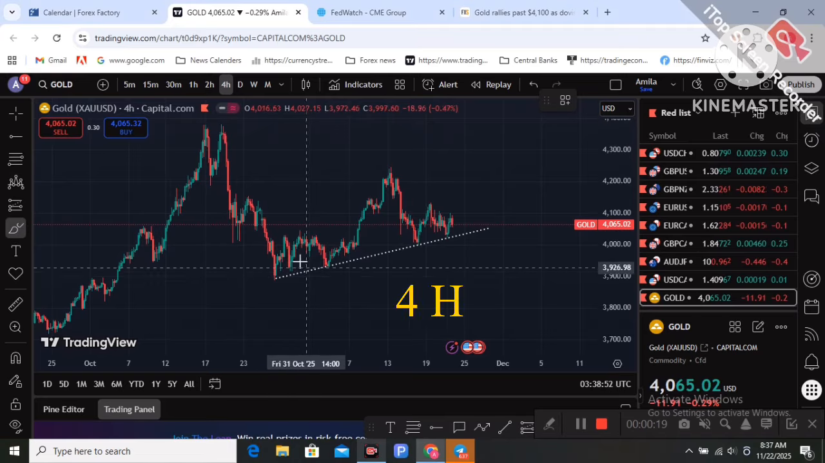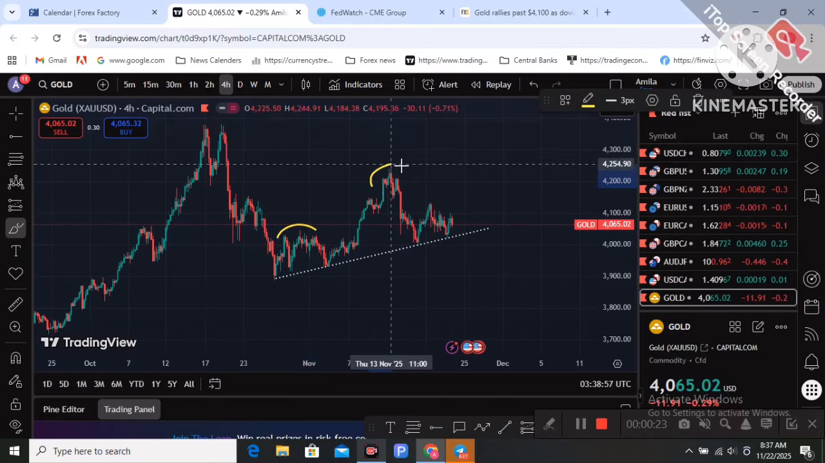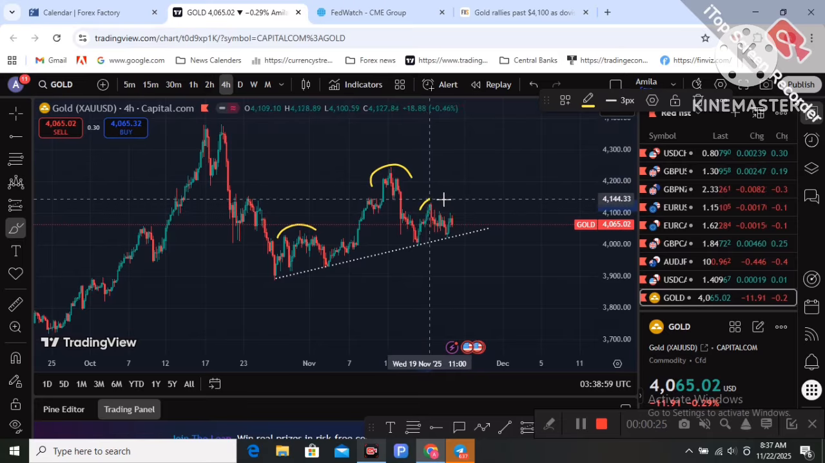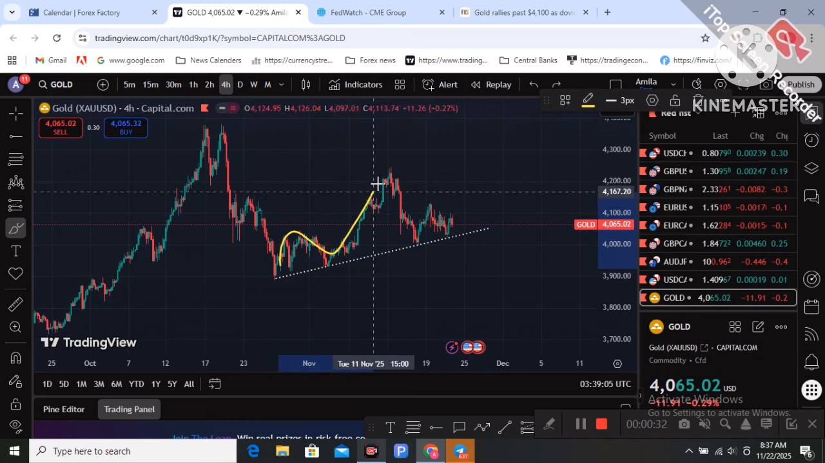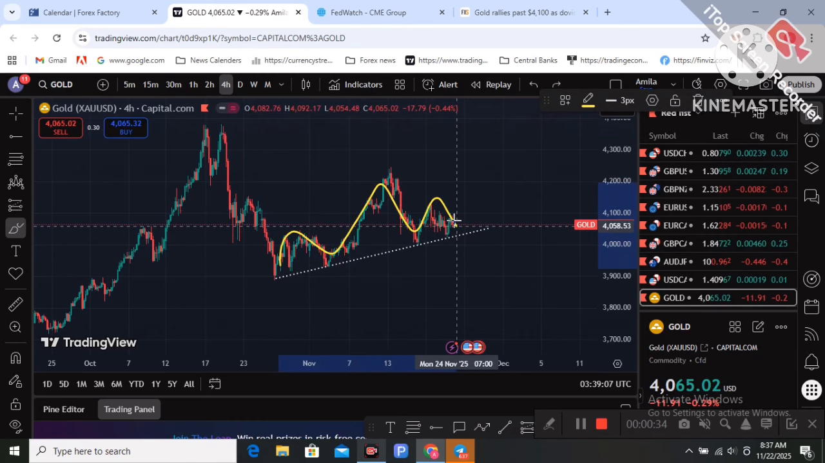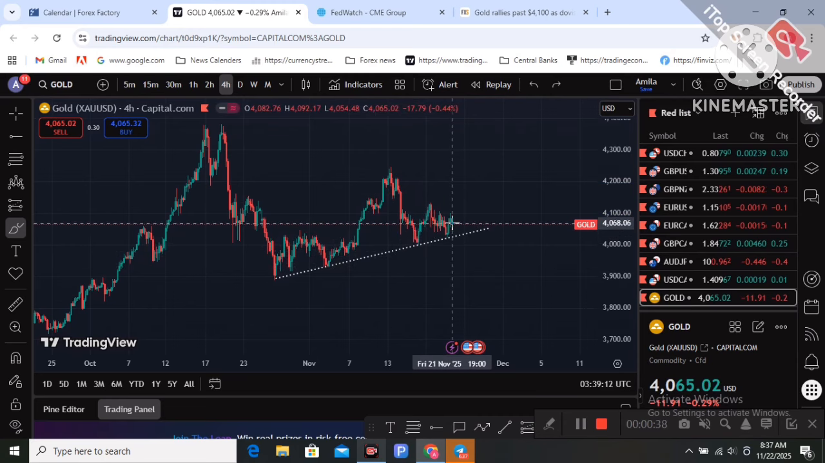So this is the 4 hour gold chart. This is the pattern I am seeing here technically. Left shoulder, head, right shoulder is there. So technically this is the head and shoulder pattern. This is the left shoulder, this is the head, and this is the right shoulder. This is the famous reversal pattern in technical analysis.